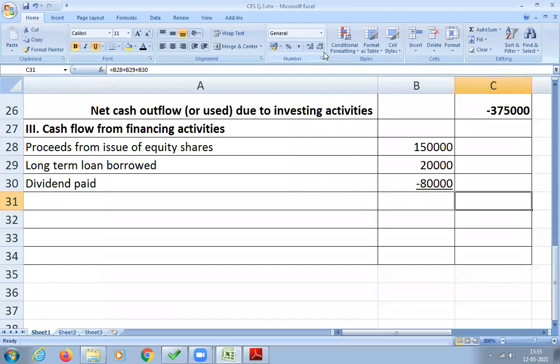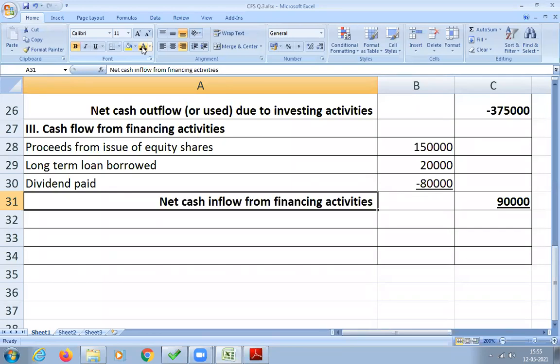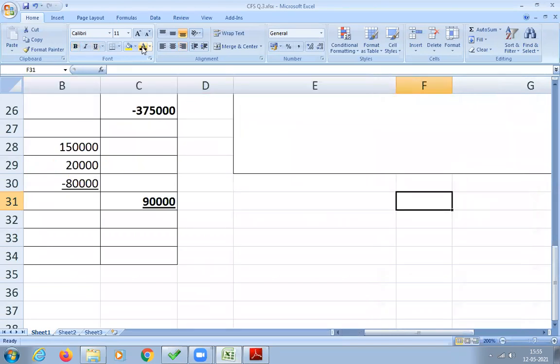Now calculate and tell me how much you are getting. 90,000. Plus or minus? Plus, sir, cash inflow. So what can I write here, cash inflow or outflow? Inflow from financing activities. Net cash inflow from financing activity. Yes, good. I think somebody asked me.